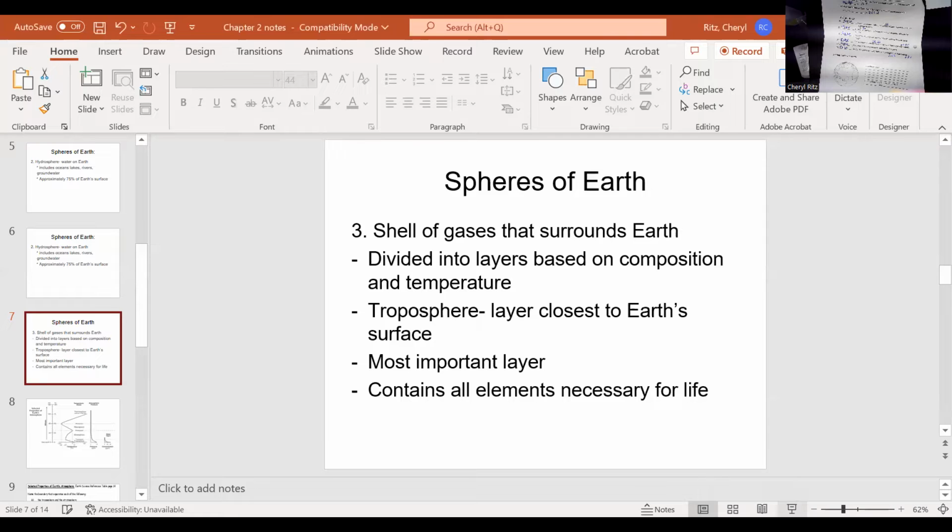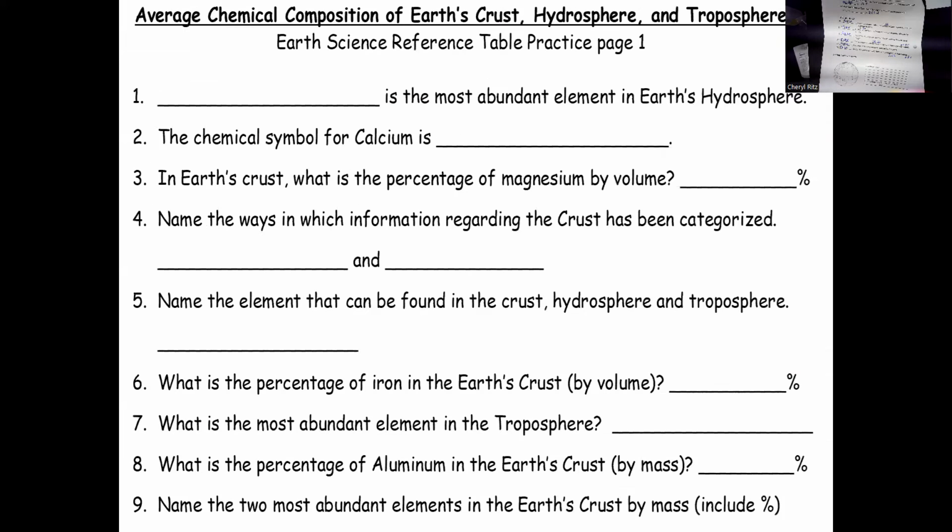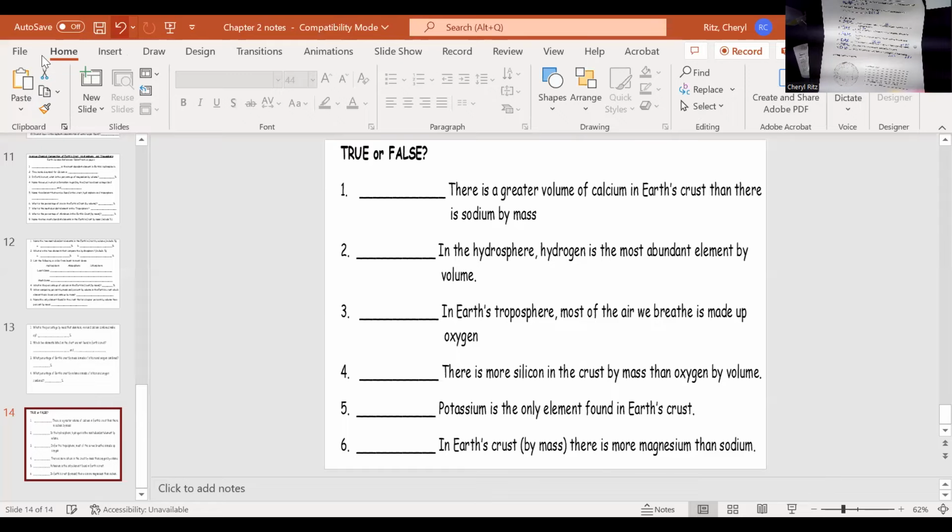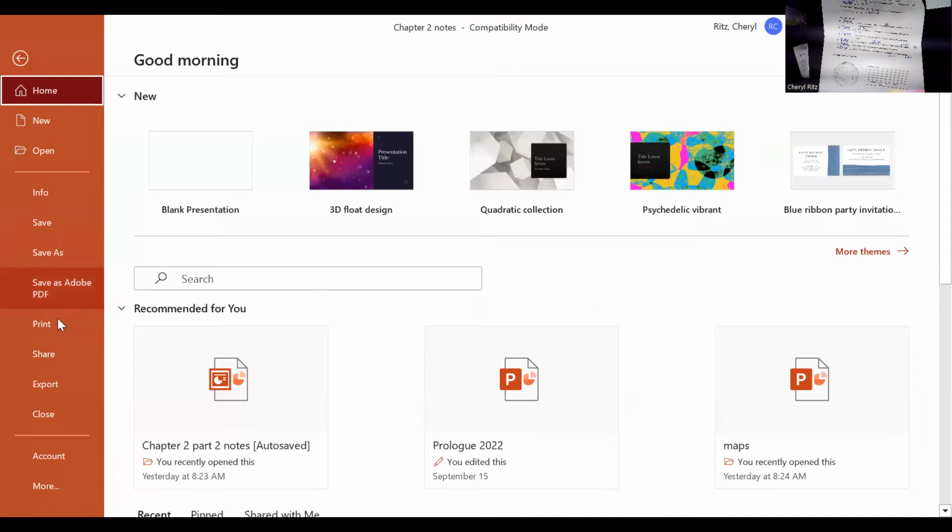Oh my gosh. It's not COVID. And again, of course, I didn't have the right one open.